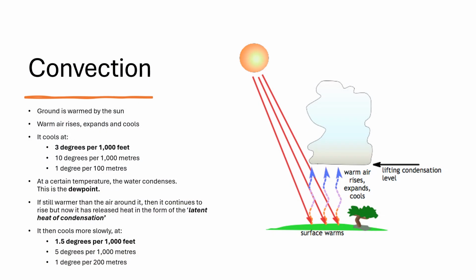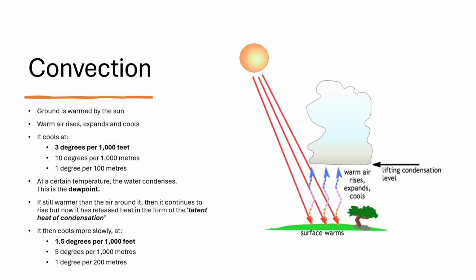Convection is the action of the sun heating the ground. This, in turn, heats the layer of air closest to the ground, which will become warmer and thus less dense. It then may rise, and if it does so, it cools. The rate of cooling is around 3 degrees per 1,000 feet.